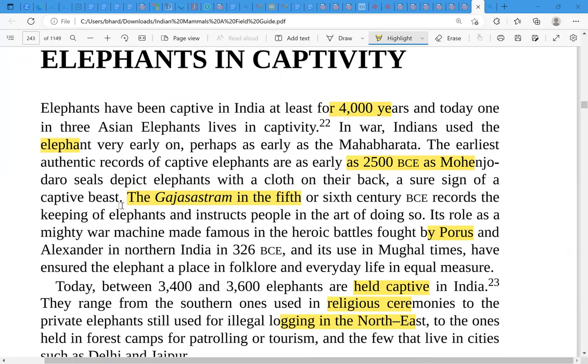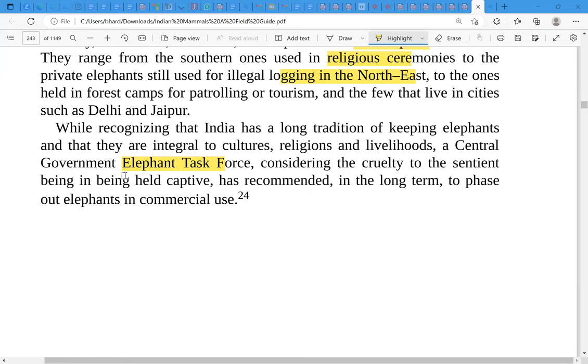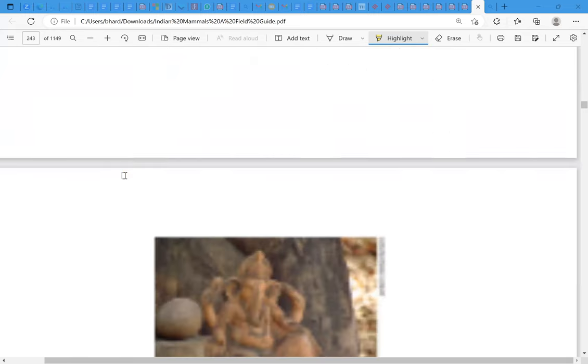Animals have been used in war, and for agriculture and other purposes. Especially in the Northeast, they have been used for illegal logging for a long, long time. An elephant task force has been set up. Now it is a national heritage animal. That's what we can say.